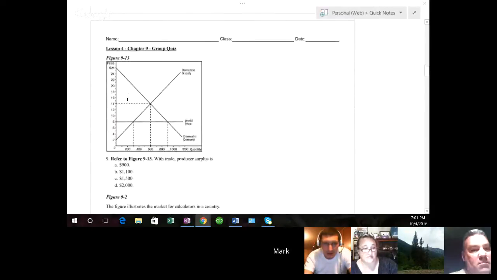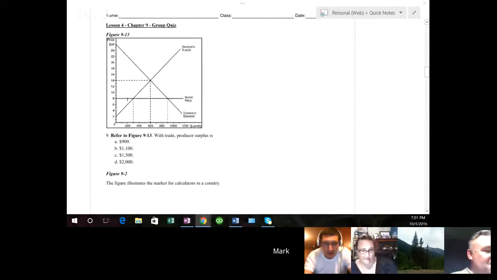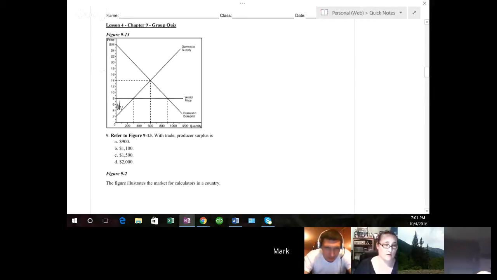Okay. All right, number 9 was kind of a shot in the dark. Yeah, I struggled with this one. I really can use some help. Someone wants to do number 9? I'll take number 9. Go for it. Okay, so with trade, producer surplus. Okay, so the area that we're looking at that is the surplus would be this area right here.